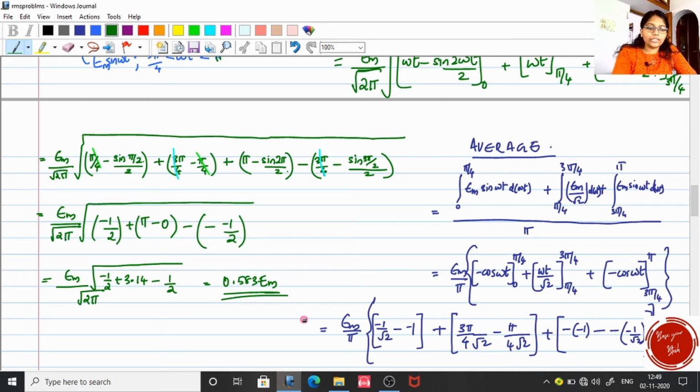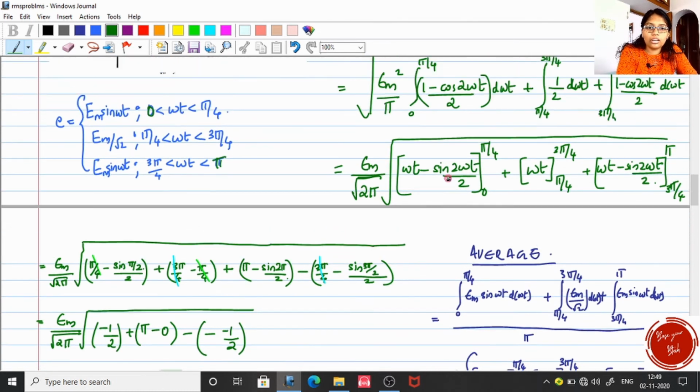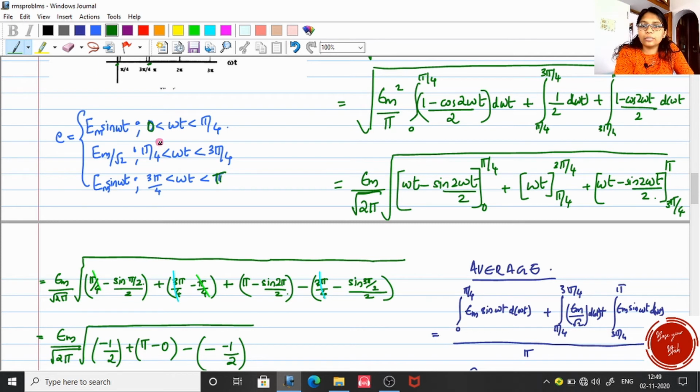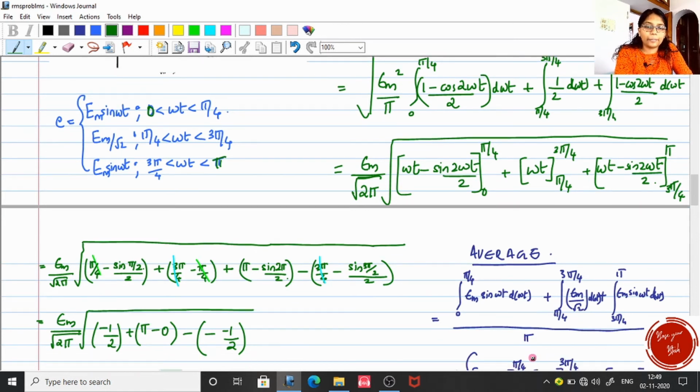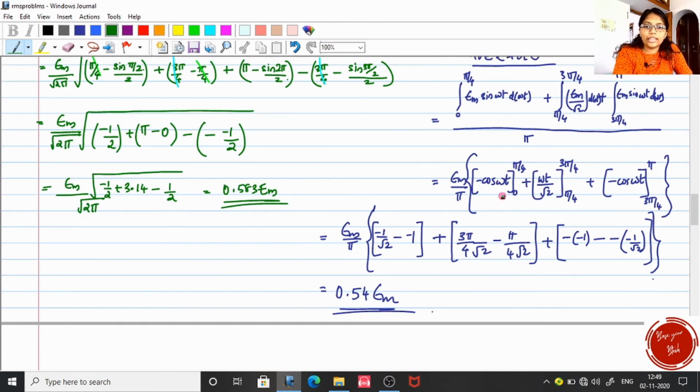Fine. And next your average value: you have to just integrate the function in 3 intervals. 0 to pi by 4, because remember our formula was between 0 to pi by 4, pi by 4 to 3 pi by 4, and 3 pi by 4 to pi. So we will have 3 integrations, and inside each integration you will have the corresponding equation divided by the complete time period pi. Solving it out you will get 0.54 Em. Same steps. Okay, next question.